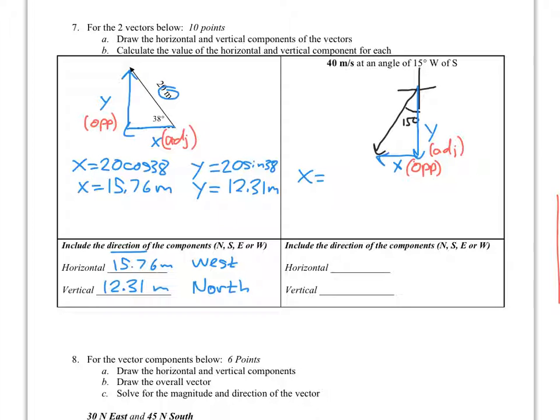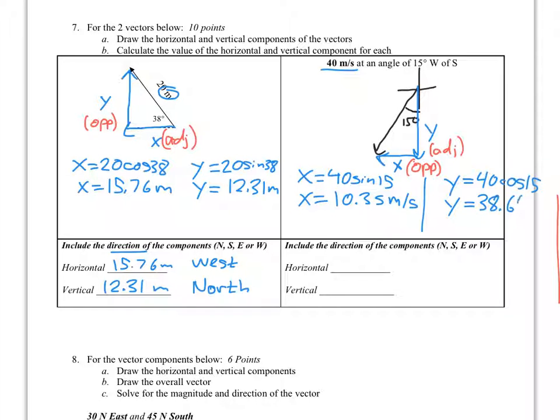We'll start with the x side once again. Since the x is now the opposite, it's going to be 40 sine of our angle of 15 here. So for that x side, we end up getting 10.35. The units are going to be the same as the overall, so those units are going to be meters per second. For my y, I'm going to end up getting y is equal to 40 cosine of 15, so that y side ends up being 38.64 meters per second once again.